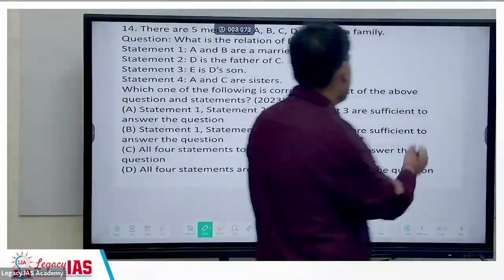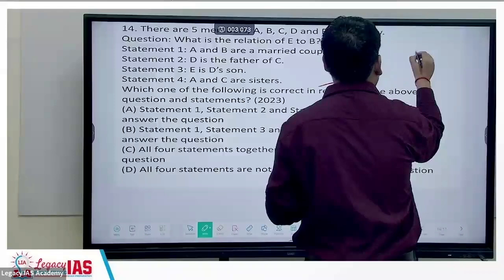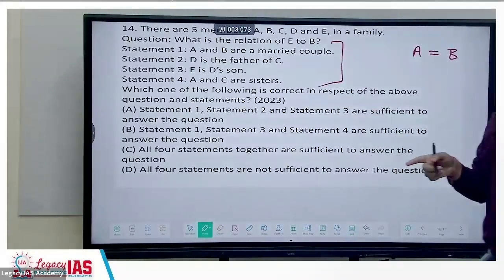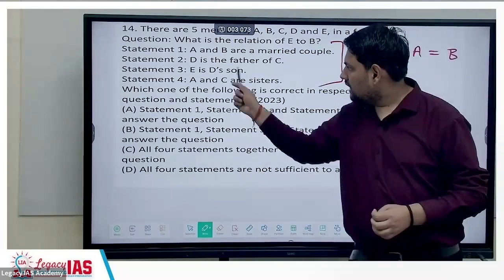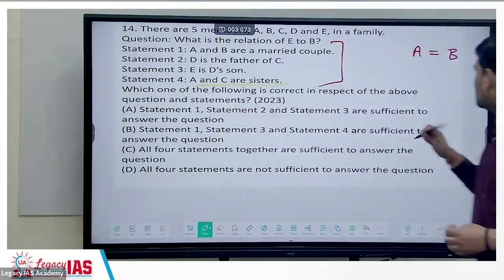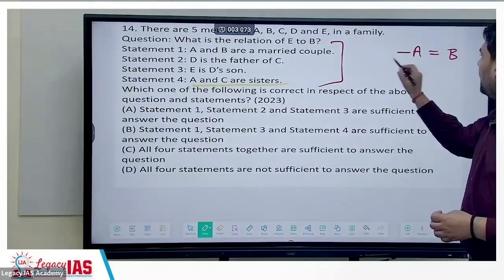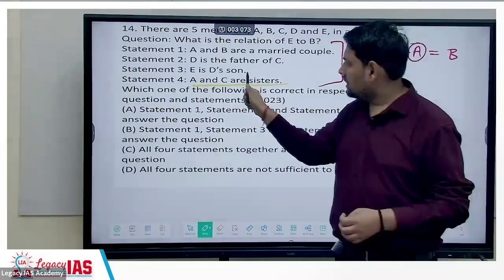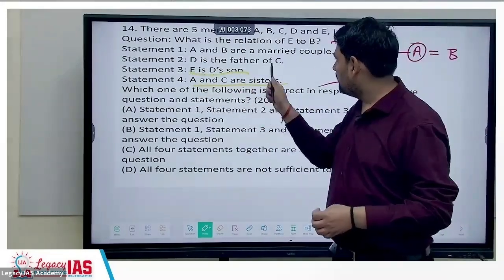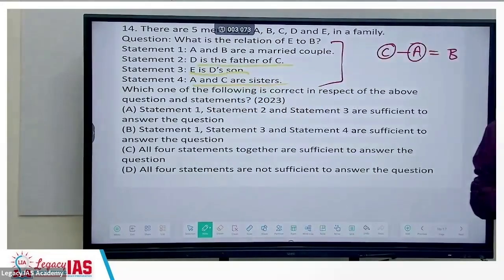A and B are a married couple. Second, D is the father of C. We don't know both of them. E is the son. A and C are sisters. So A and C are sisters. Then E is D's son. That also we know. D is the father of C.